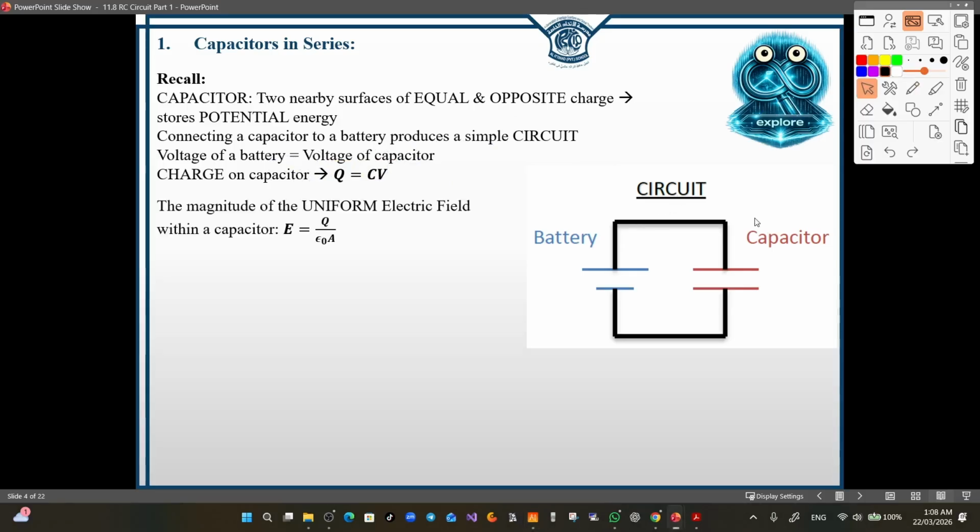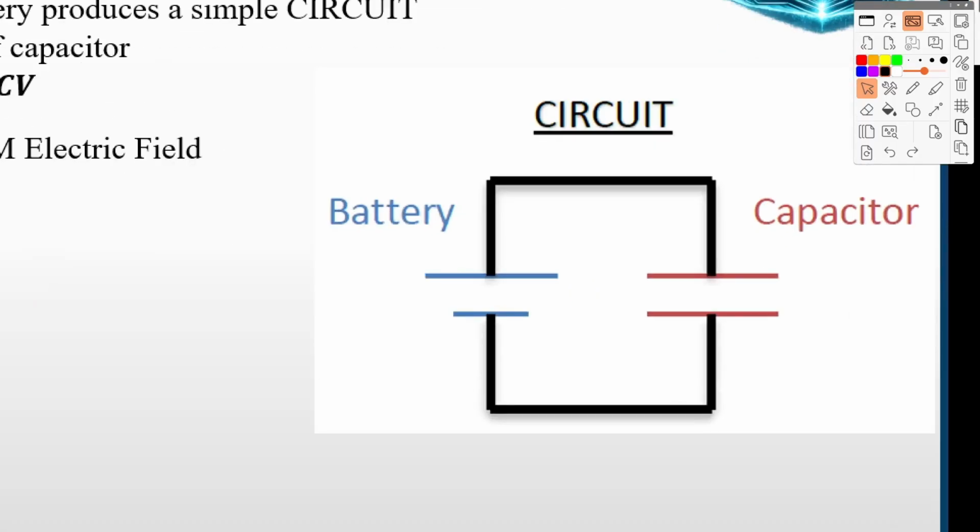Now, the magnitude of the uniform electric field within the capacitor is given by this expression. E is equal to the charge over epsilon 0, which is the absolute permittivity, times the area of the plate. Since we have one plate with a positive charge and the other plate with a negative charge, an electric field will be produced from the positive plate to the negative plate.